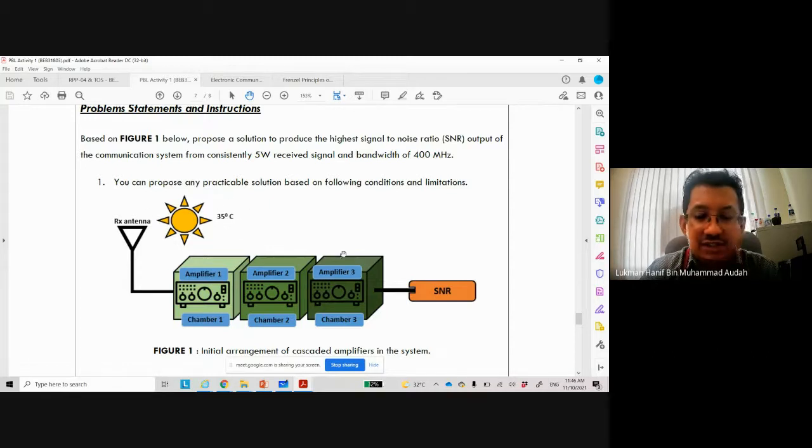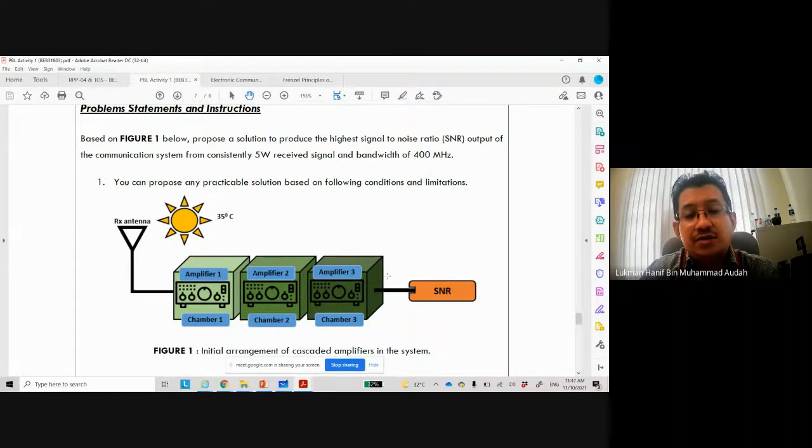So these are the receiver systems which consist of 3 amplifiers. Amplifier 1, 2, 3. You have chamber number 1, chamber number 2, chamber number 3. Okay, and you want to measure the SNR at the output here. So dia masuk ke sini, input dia sini, dia masuk dalam amplifier 1, lalu amplifier 2, lalu amplifier 3, and the output is over here on the right side. And you will measure the SNR over here pada keluaran outputnya.